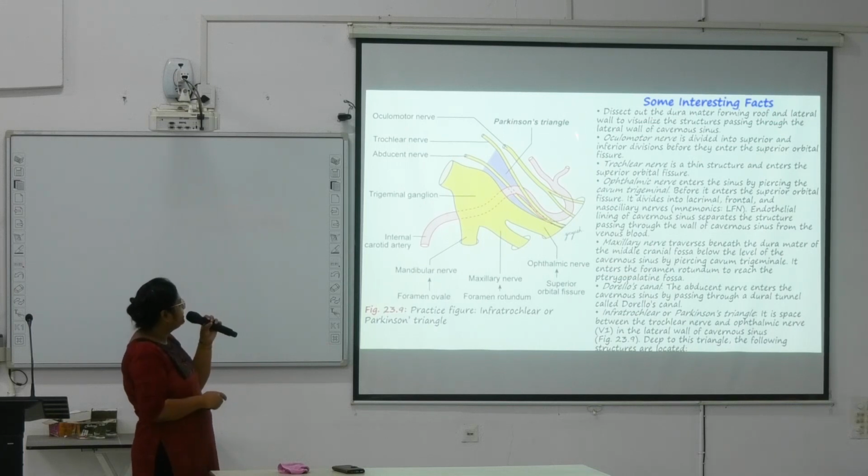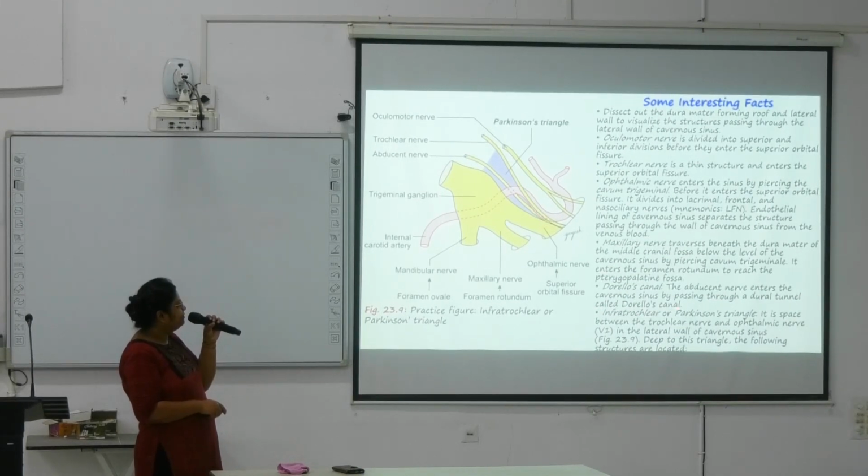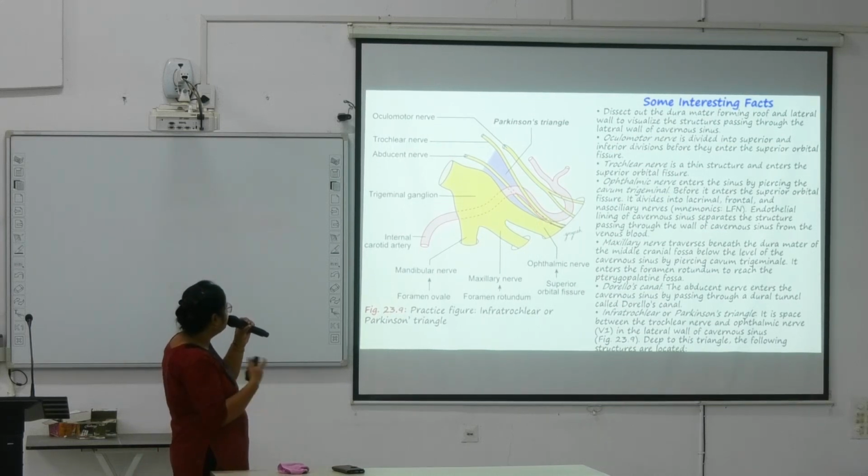These are the structures you have to dissect out: the oculomotor nerve, trochlear nerve, ophthalmic nerve, maxillary nerve. Dorello's canal: the abducent nerve enters the cavernous sinus by passing through a dural tunnel known as Dorello's canal. And the anteromedial or Parkinson's triangle is the space between the trochlear nerve and the ophthalmic nerve in the lateral wall of the cavernous sinus. So these structures you have to dissect.